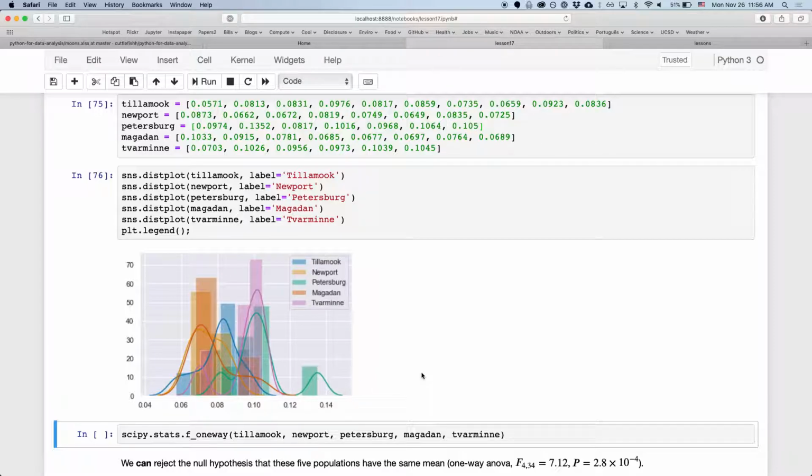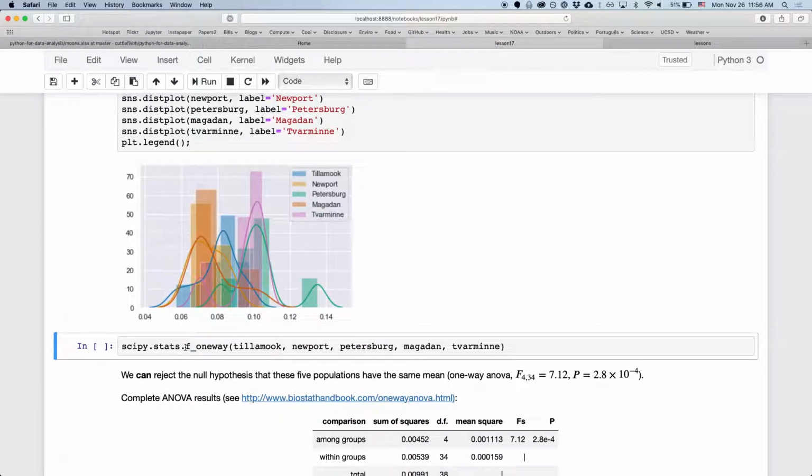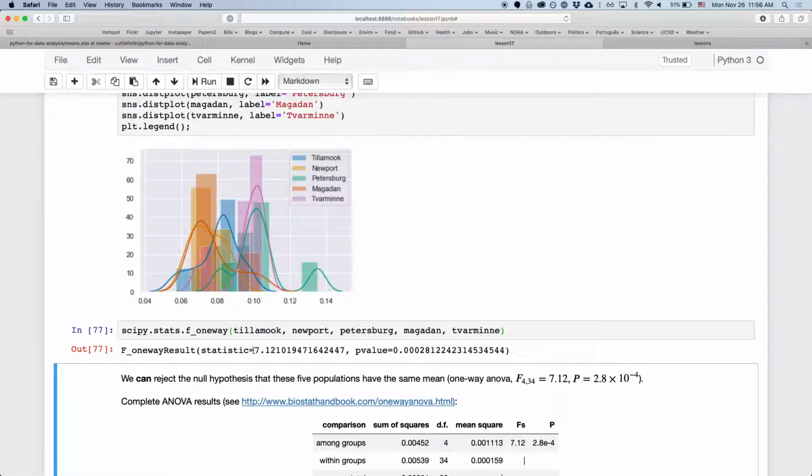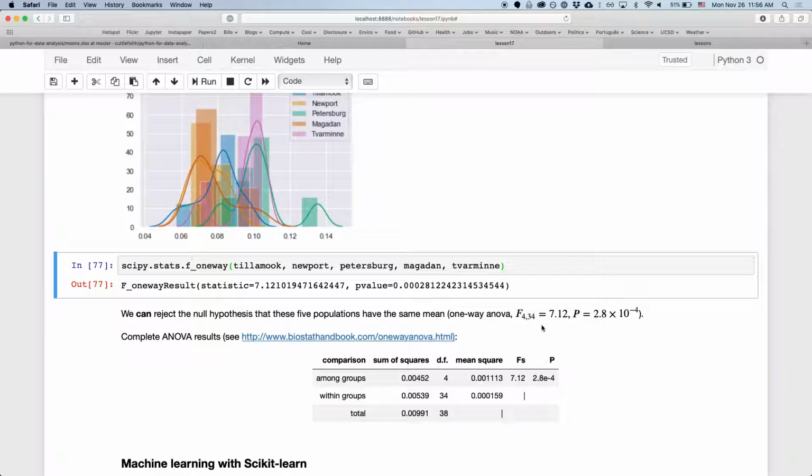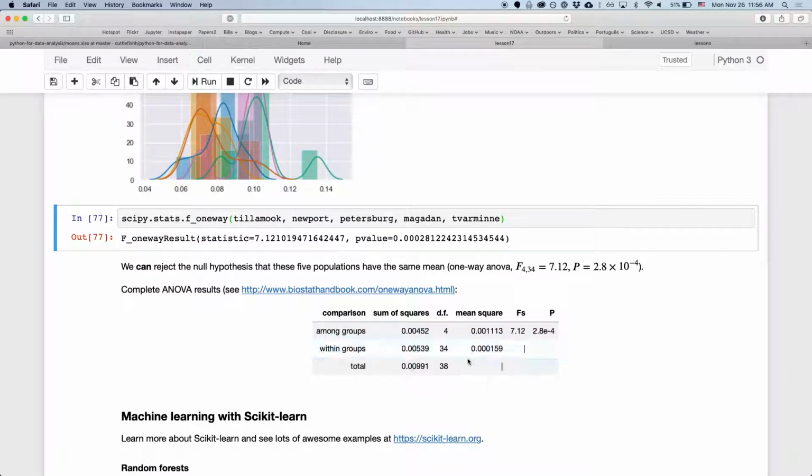But let's run that test. We can simply run scipy.stats.f_oneway on these five populations, and it gives us the ANOVA statistic and the p-value, which is highly significant. So we get the F statistic of 7.12 and p of 2.8 times 10 to the minus 4. We can also compute some other statistics here, but just with this simple example, we can reject the null hypothesis that these five populations have the same mean.